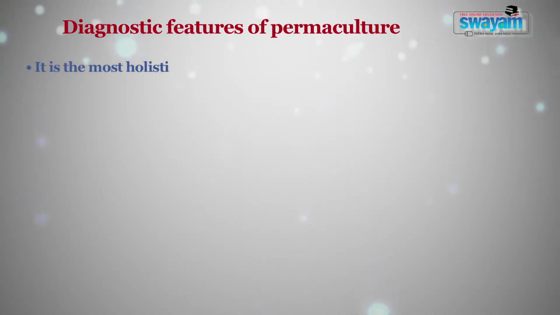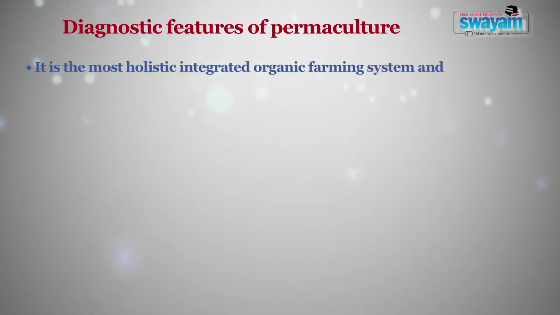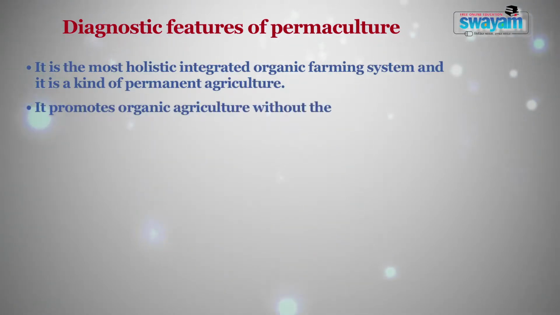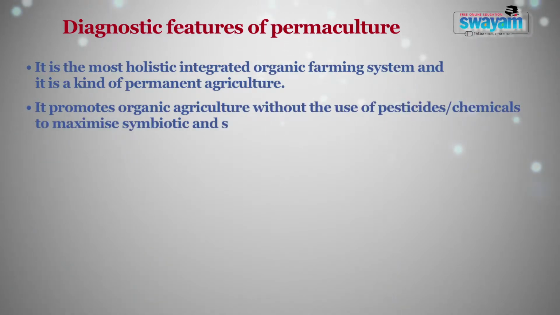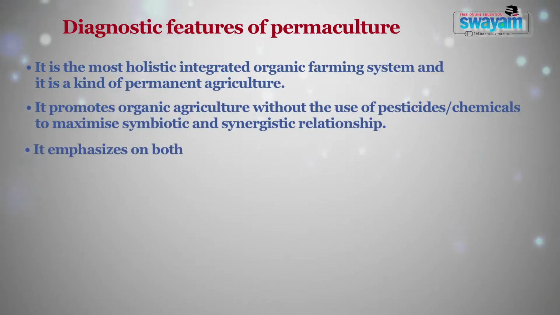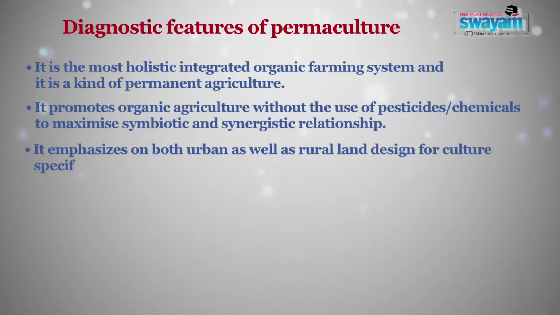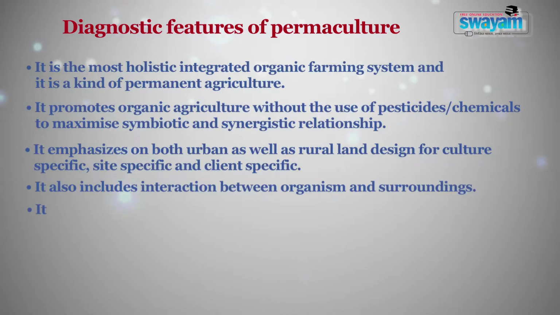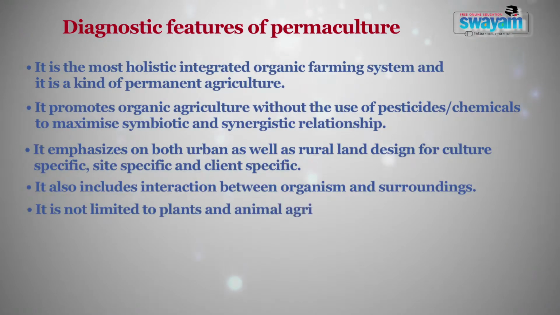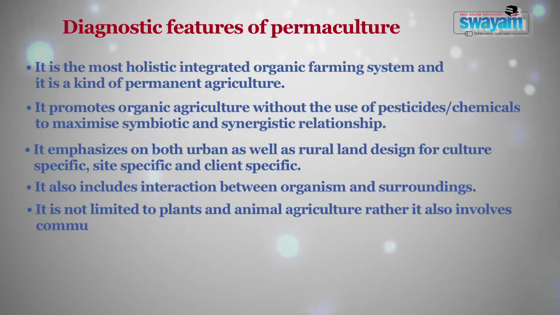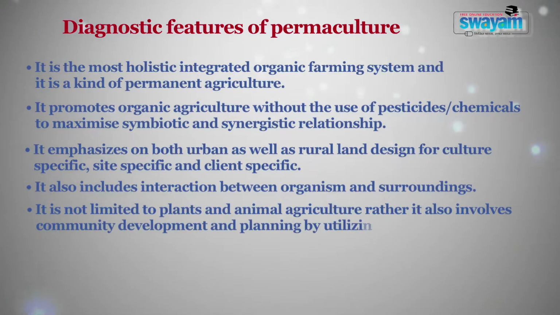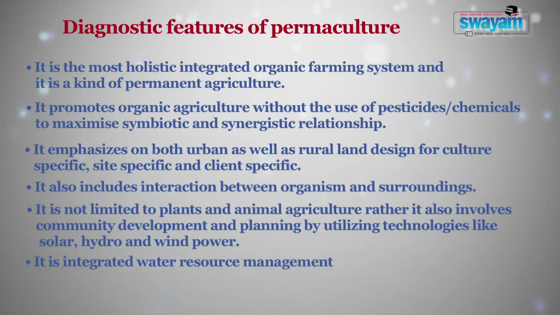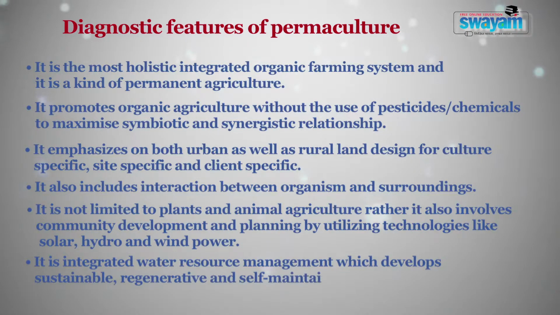Now, what are the characteristic features of permaculture? It is the most holistic, integrated organic farming system. It is a kind of permanent agriculture. It promotes organic agriculture without the use of any chemicals, and it maximizes symbiotic and synergistic relationships. It also emphasizes both urban and rural land design, which is culture specific, site specific and client specific. It also includes the interaction between organisms and surroundings. It is not limited to plant and animal agriculture; rather, it also involves community development and planning by utilizing technologies like renewable energy resources, which involve solar energy, hydro energy and wind power. It is integrated water resource management which develops sustainable, regenerative and self-maintained habitats.